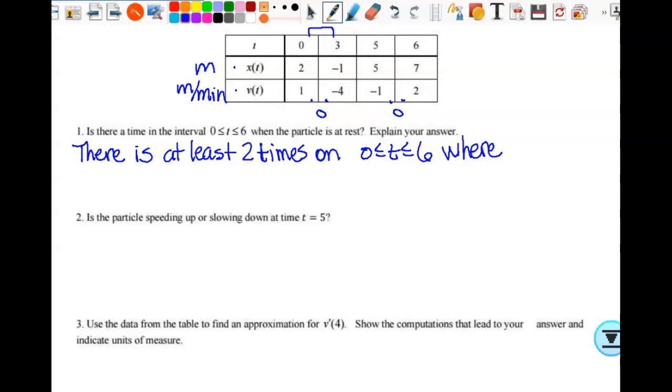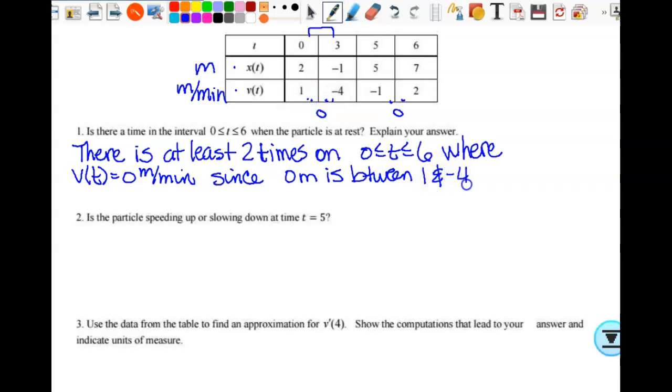There are at least 2 times where the particle is at rest. V of t equals 0 meters per minute since 0 meters is between 1 and -4 meters on the interval from 0 to 3.